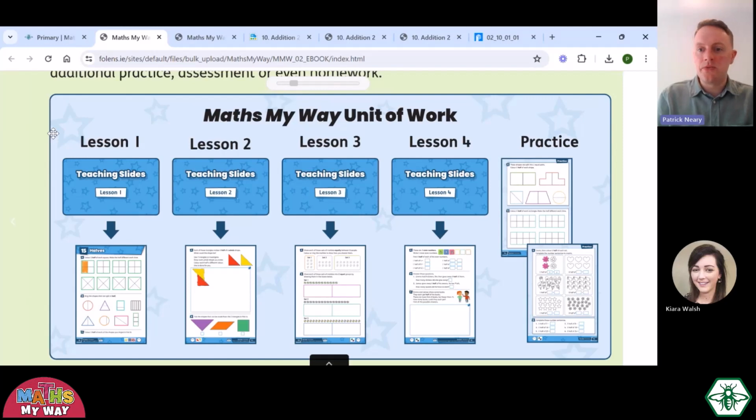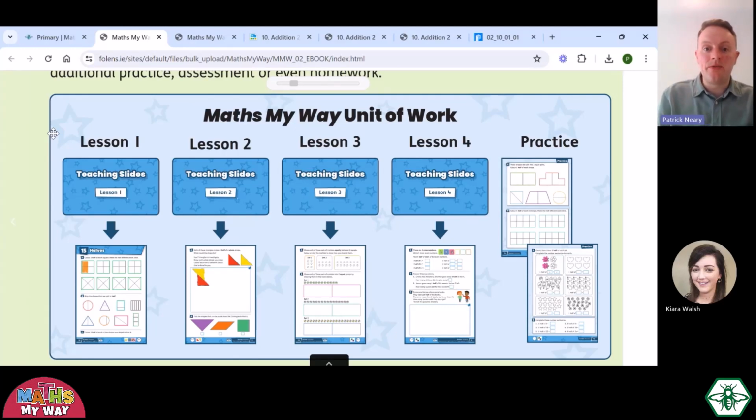These could be used on a Friday, as homework, or as an assessment tool. They're there so that everything you need for your lesson and for your week is in one place. We went with 4 core lessons and the practice pages to create a little bit of agency for teachers, so that you have the flexibility to move things around and be able to cover a unit from Maths My Way in a week.